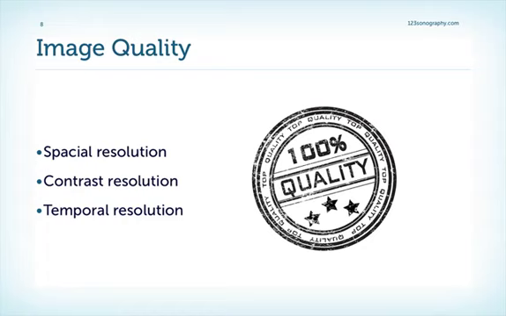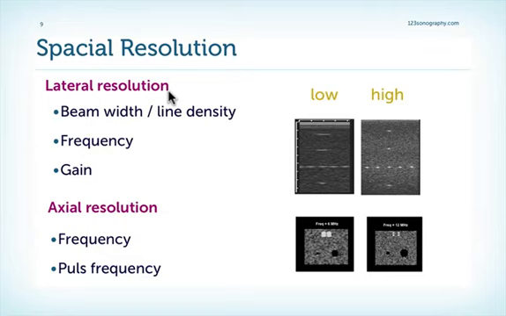But what makes good image quality? What are the criteria? Well, it's spatial resolution, contrast resolution, and temporal resolution. First, I would like to discuss spatial resolution. Now, spatial resolution can be divided into lateral and axial resolution.